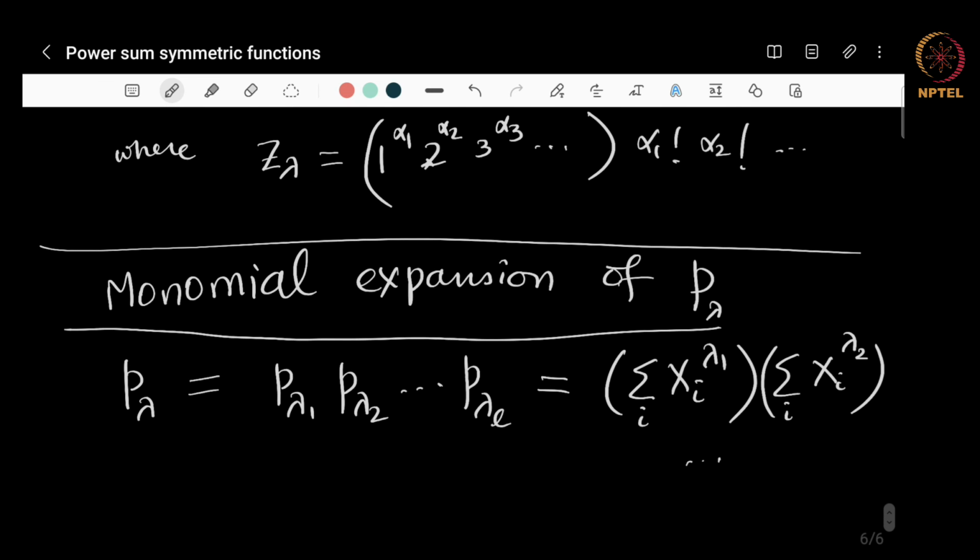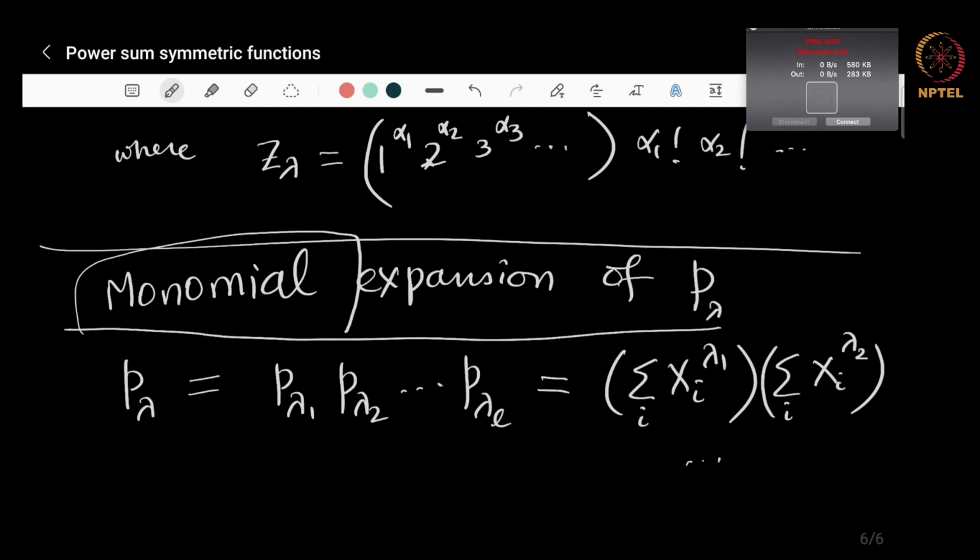Now, when I multiply these out, the question I'm asking, what's the monomial expansion of this p lambda, is what monomials can possibly arise. When you actually do this expansion, it's very easy to see what monomials you can get. For example, from the first term, you can take an x1 power lambda 1. From the second term, suppose I take x2 power lambda 2. From the third term, I take something power lambda 3. Fourth term, something power lambda 4, etc. This is what a typical term looks like.